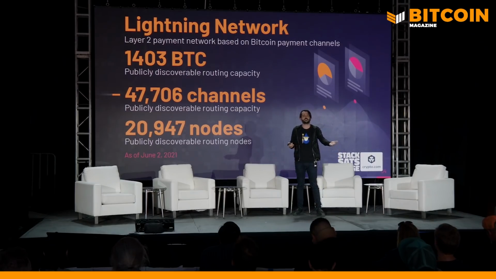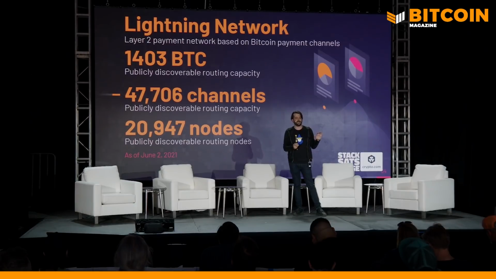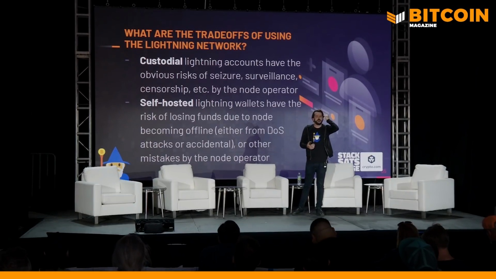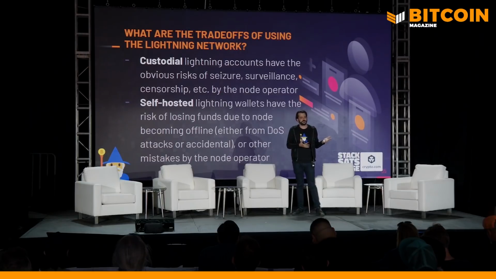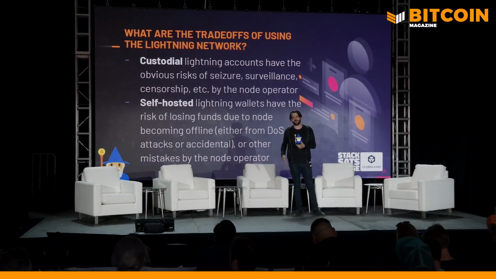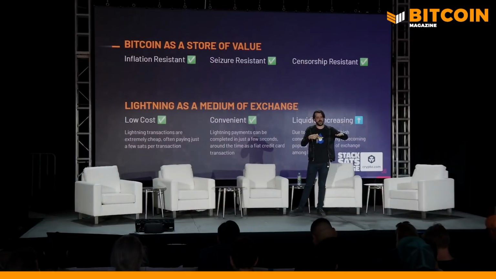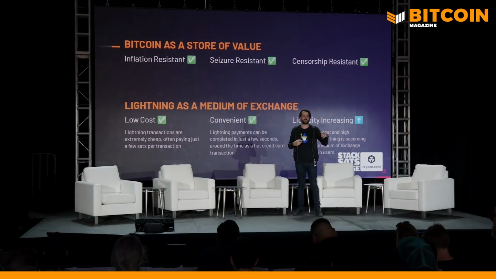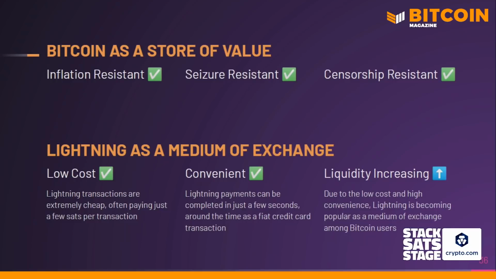This is probably the coolest layer 2 network that solves the Bitcoin problem. And so there's custodial Lightning wallets, of course, and the self-hosted. I'm not going to get into the risks. You should use self-hosted Lightning wallets if you can, but it's also reasonable if you have $100 on your phone to just use a custodial one so you don't have to deal with running your own node. There's trade-offs to both. But the important thing is to use Bitcoin as a store of value so you get all the inflation, seizure, and censorship-resistant properties of it, and also the low cost and convenience of using Lightning as a medium of exchange. It's getting more popular, and as it does, this will probably be the primary way to do everyday payments.